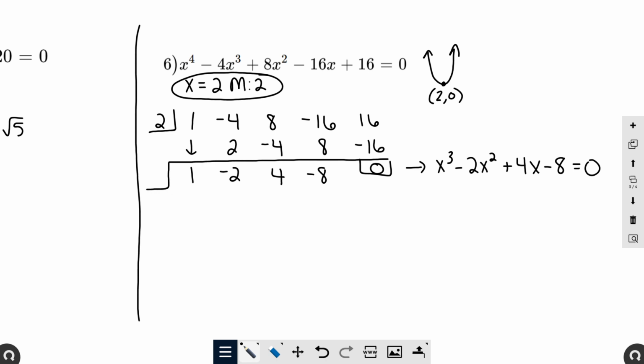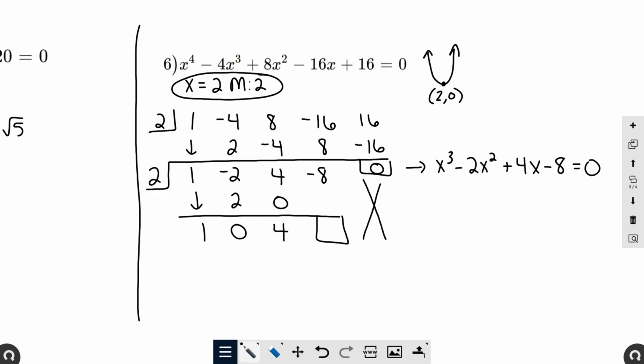So guess what? We can do this again with our 2. Cutting off that last part just like we did with that quartic that we did a while ago. So if it bounces off, don't forget you can use it again. And as long as the remainder is 0, it works. Very good. So let's bring down, multiply and add, multiply and add, multiply and add.